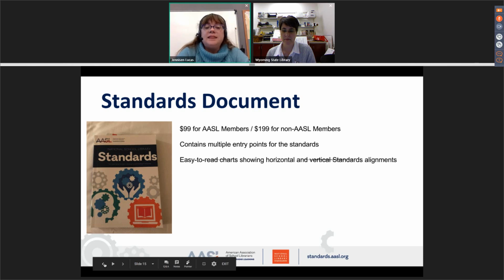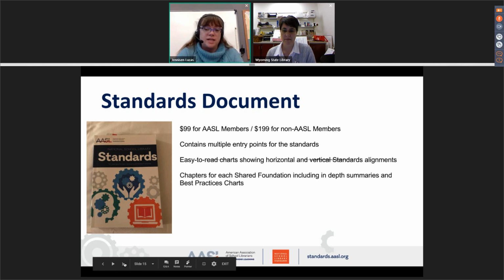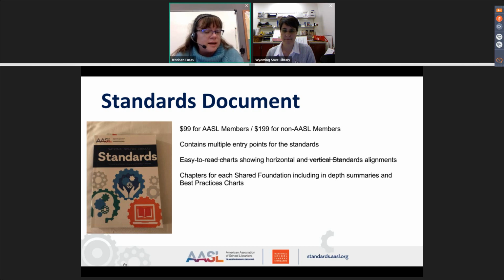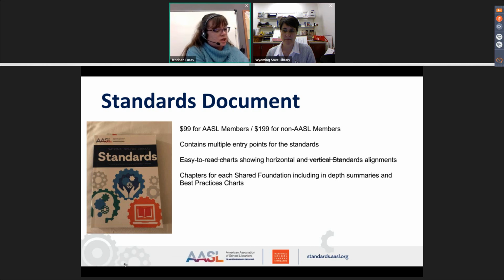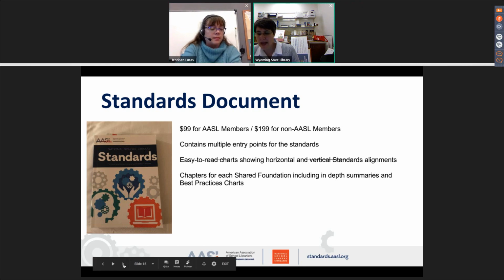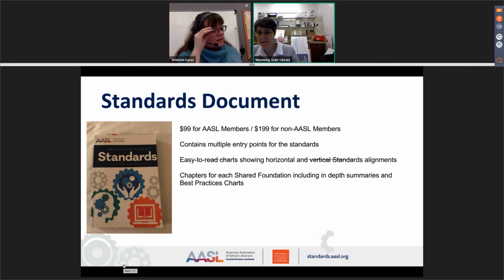There are easy to read charts showing the horizontal and vertical alignments. That was one of the things I just showed. There are chapters for each shared foundation, including in-depth summaries and best practices charts. So that was really nice. Let's see if I can pull one of those up in my book. So this was the chapter on engage, and right at the end there is a best practices checklist. So that kind of shows ways that you can implement these standards in your lessons, in your teaching?